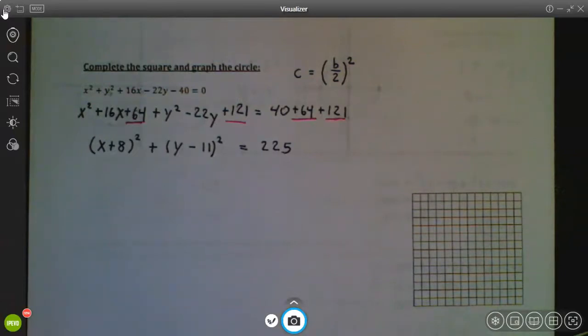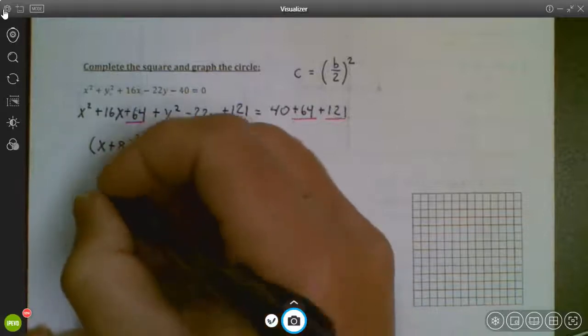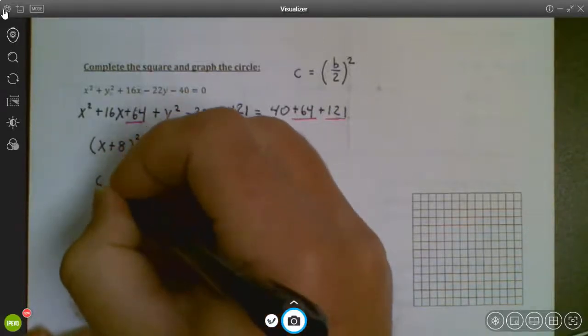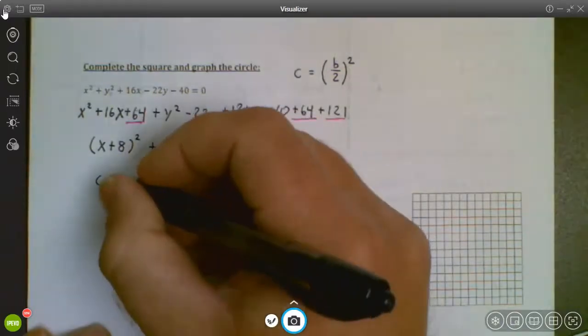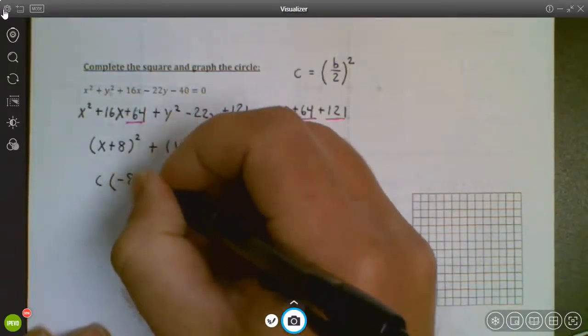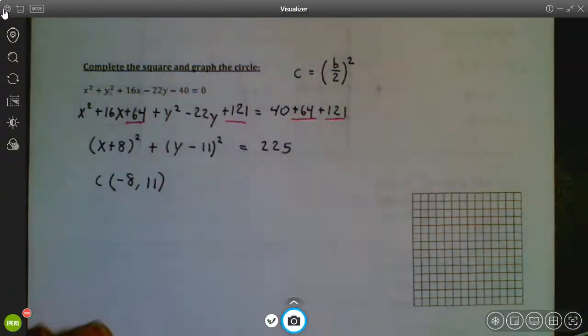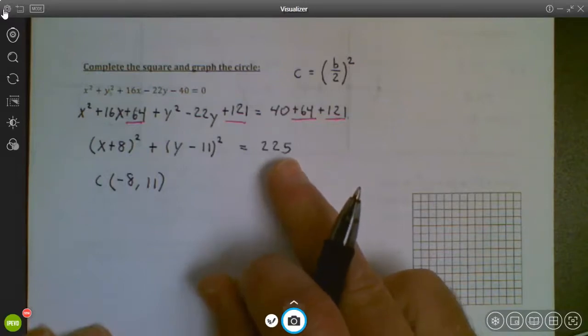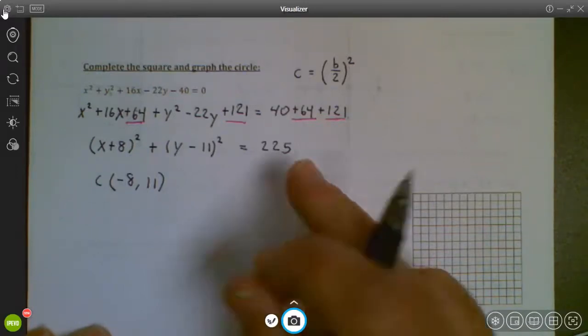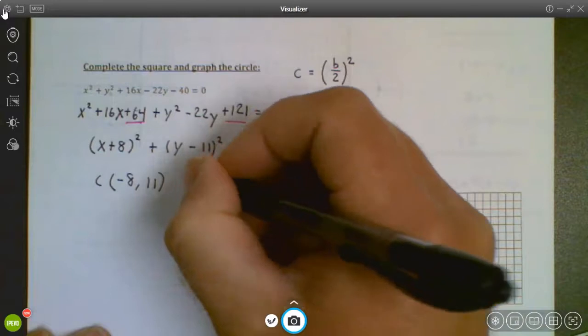Just as a quick review, remember what you would do from here if you were asked some specifics about it, or if you were being asked to graph it. We would say, well, what's our center? Based on these numbers, it would be negative 8, positive 11. That's the center of this graph. What's the radius? Remember, this represents the radius squared. So I need to square root that to figure out the radius. The square root of 225 is 15.